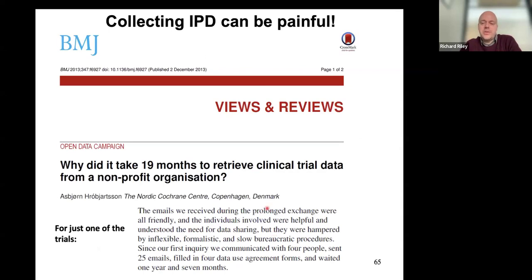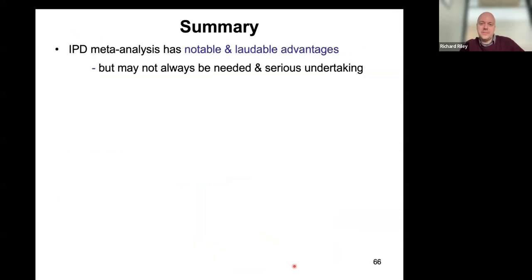Why did it take 90 months to retrieve clinical trial data from a non-profit organization? In this paper, they say the emails we received during the prolonged exchange were all friendly and the individuals involved were helpful and understood the need for data sharing, but they were hampered by inflexible, formalistic, and slow bureaucratic procedures. Since our first inquiry, we communicated with 4 people, sent 25 emails, filled in 4 data use agreements, and waited for 1 year, 7 months. So that comes back to that football video that I showed you earlier.